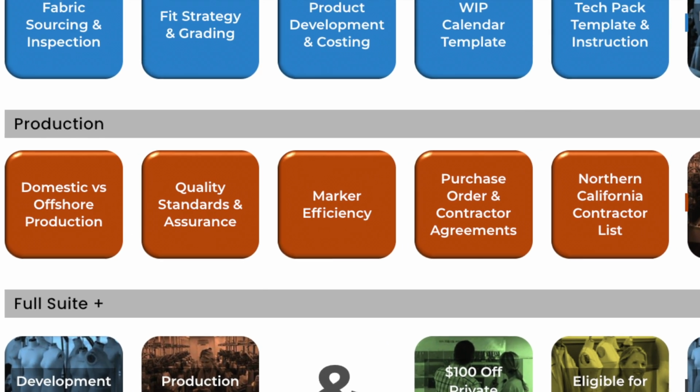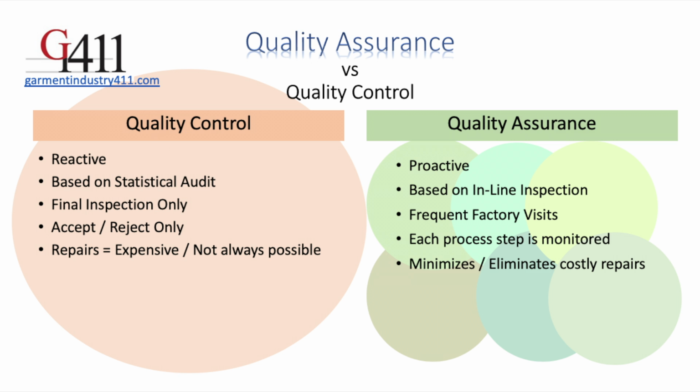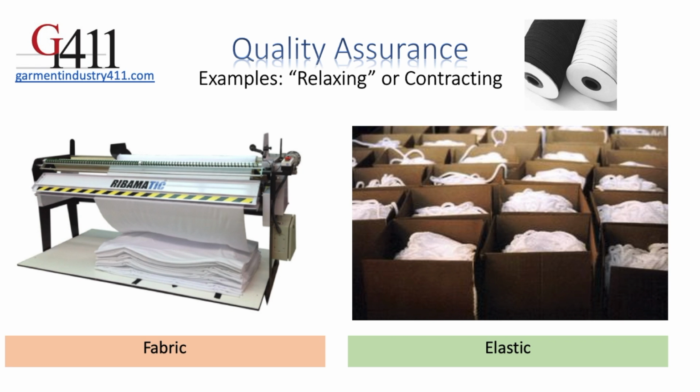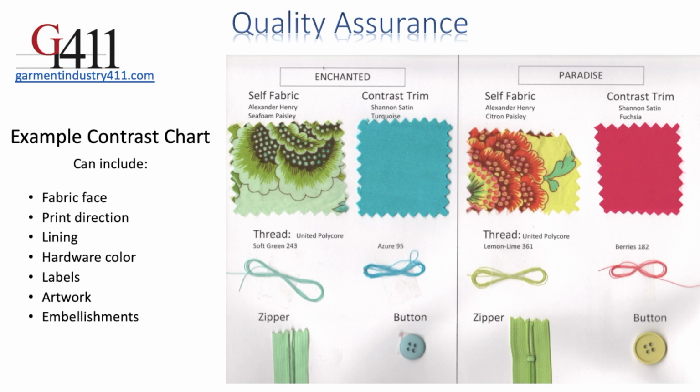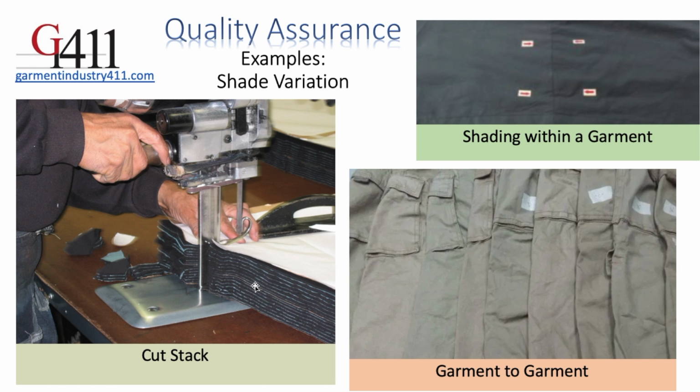Production Step 2, Quality Standards and Assurance. Quality assurance is a proactive strategy for monitoring production to avoid costly repairs before they get too big to fix. You will learn in this seminar the steps and tools used for this proactive method. Each video in this 3-part series is about 30 minutes.